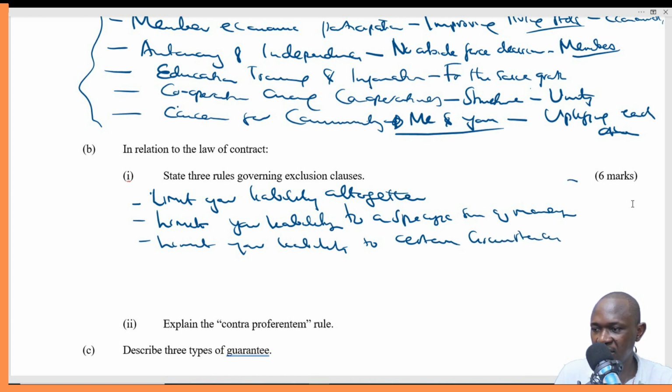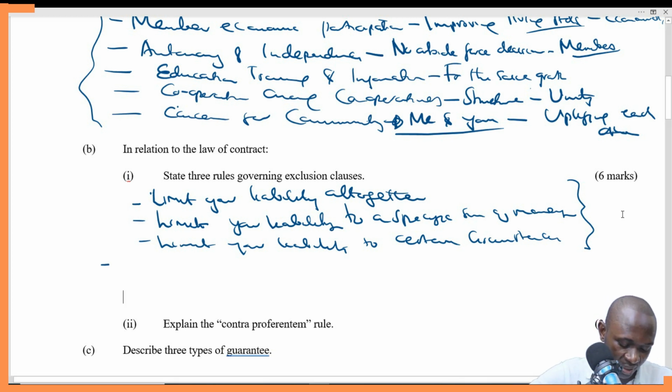These are the three rules. Either you limit your liability altogether, or you limit your liability to a specific sum of money, or you limit your liability to certain circumstances. If this happens, then I will only be responsible up to this extent. Two important principles must be met.